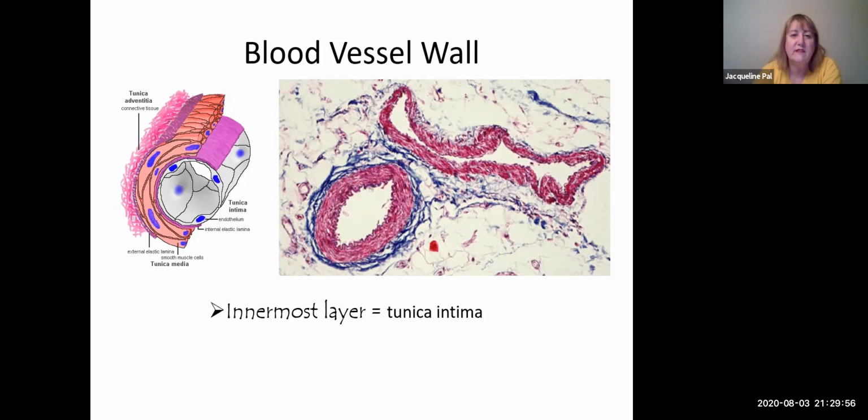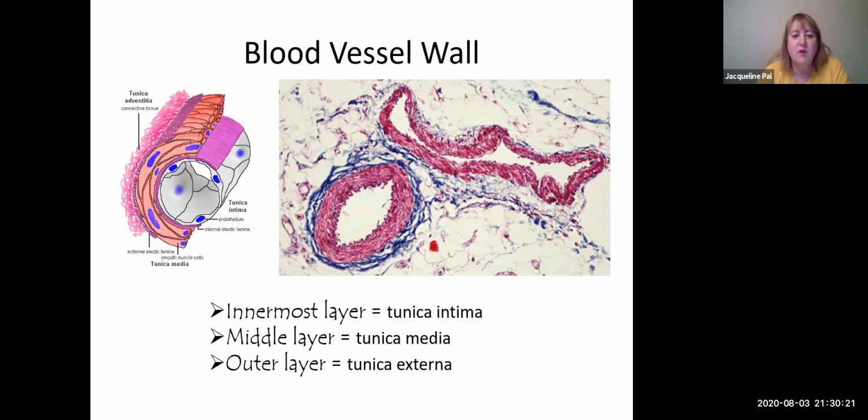So all arteries and veins have the same three layers. The innermost layer, as in the layer closest to the blood, is called the tunica intima. If you recall, that word tunica just means coat, so it's just the layer. There are three layers in the blood vessel wall. So the middle layer is known as the tunica media, and then the outermost layer is the tunica externa.